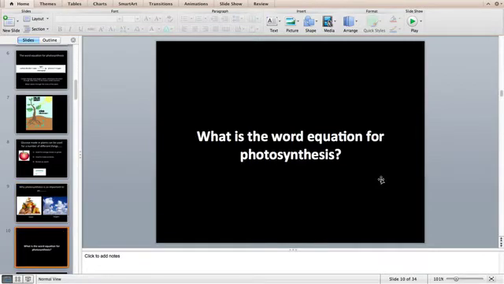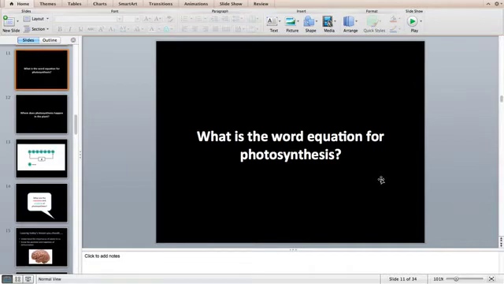Now, the word equation for photosynthesis, girls. This is just a number of questions to see if you're retaining what we're doing. Have a little think if you can remember what the word equation for photosynthesis was. Pause the video now and see if you can write it down. Remember, it's carbon dioxide plus water, arrow, in the presence of light and chlorophyll, they go over and below the arrow, gives oxygen and glucose.